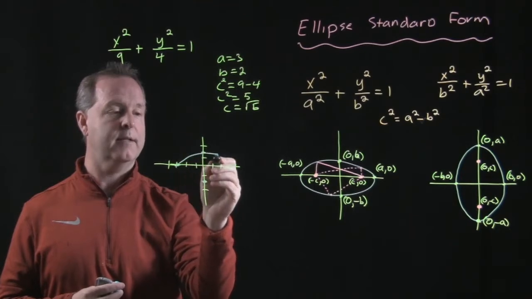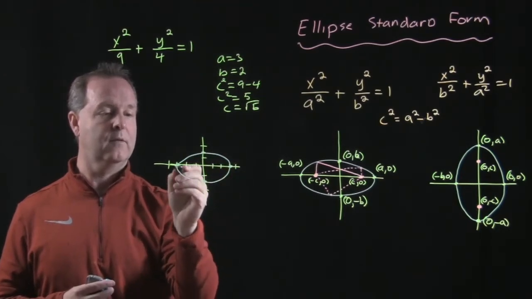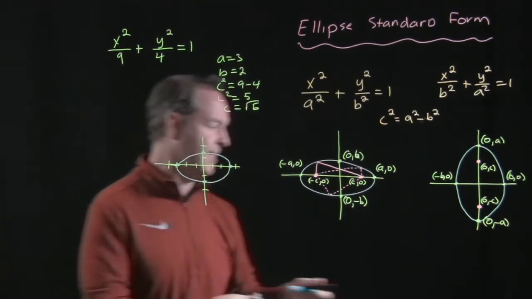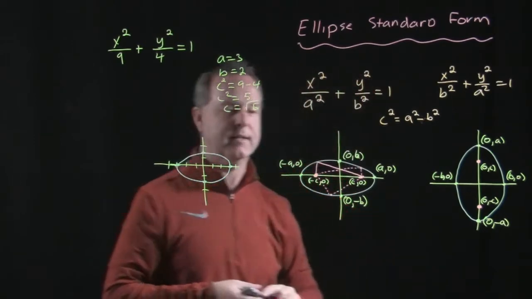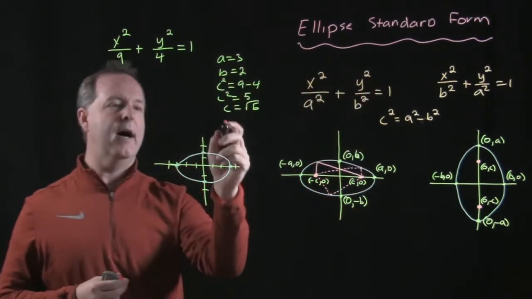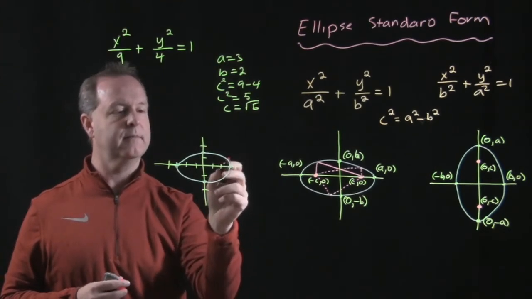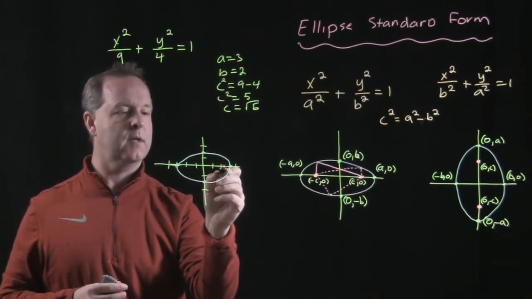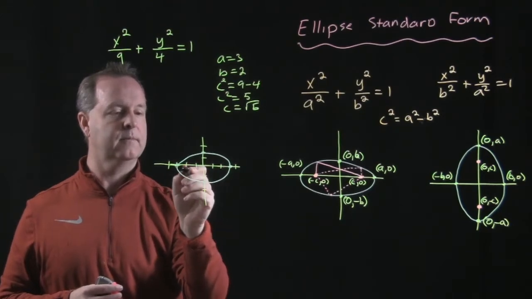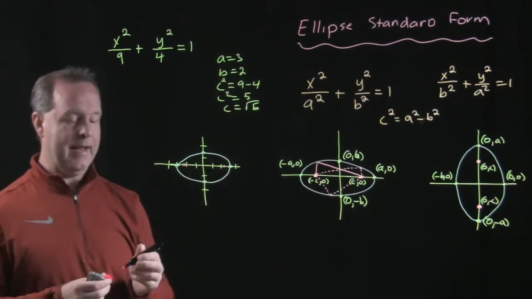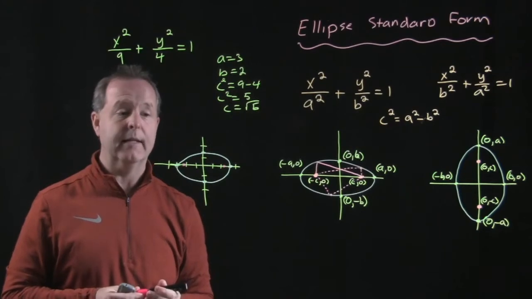So I'll try to draw a nice ellipse as best as I can. And then our focus points. Our two foci are at root 5. Root 5 is between 2 and 3, so somewhere around there maybe. And there we have that particular ellipse.